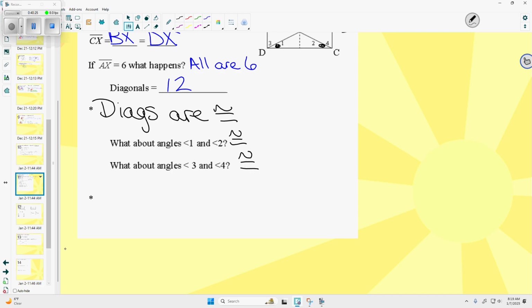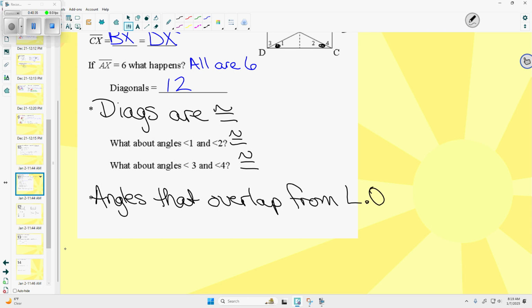So in this particular case, we're just talking about the angles that overlap from the line of symmetry. Okay, if I write LOS for line of symmetry? Yeah? Okay. Angles that overlap from the line of symmetry are congruent. And that's basically true no matter what shape you're looking at, right? If we found a line of symmetry, the pieces on either side of the line of symmetry have to be the same.